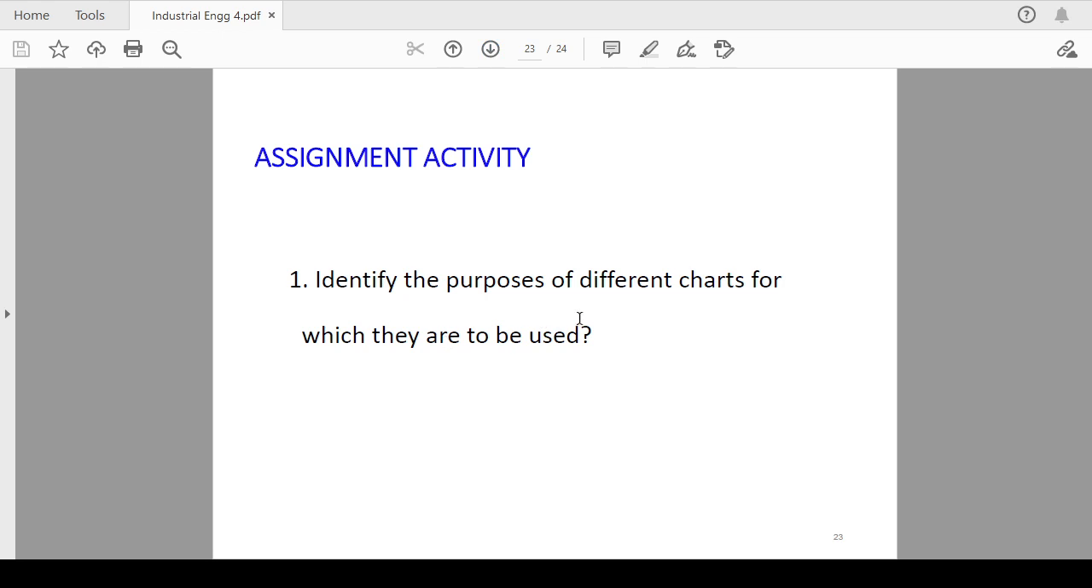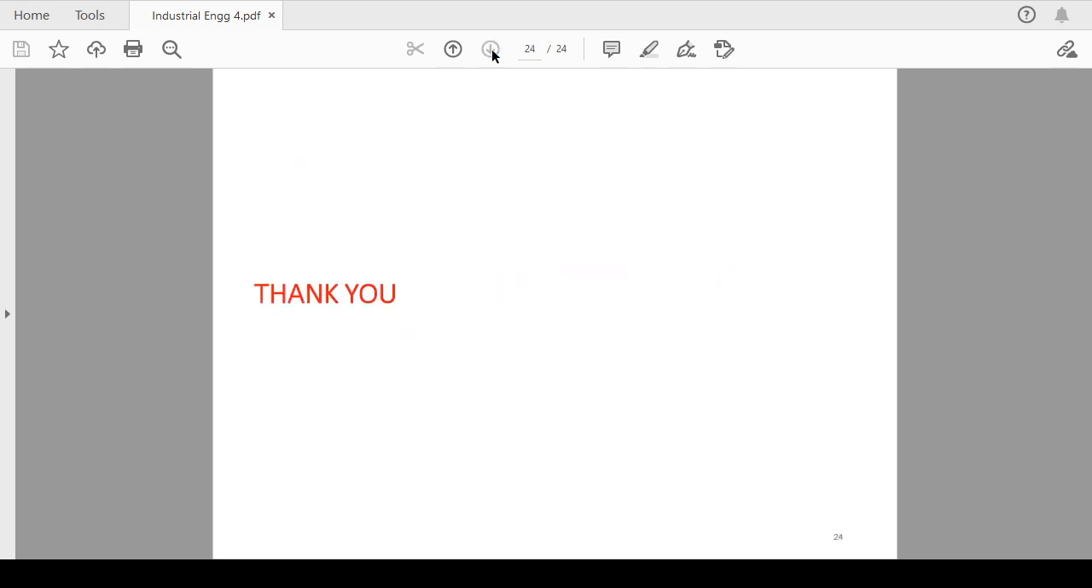Suppose if it is man machine delay, then what kind of chart you are going to use, that we have seen in the previous session. You can just identify those activities and write them down. Okay, just prepare such kind of assignment for your understanding, better understanding of this thing.